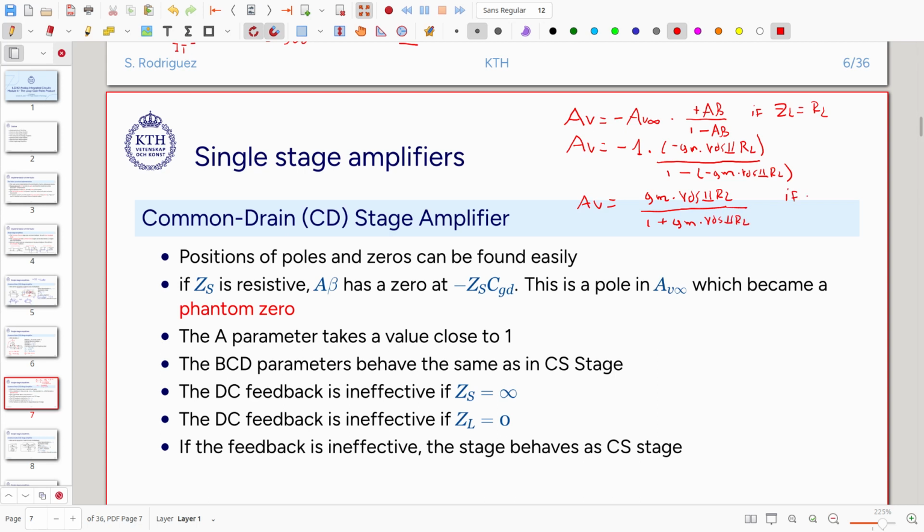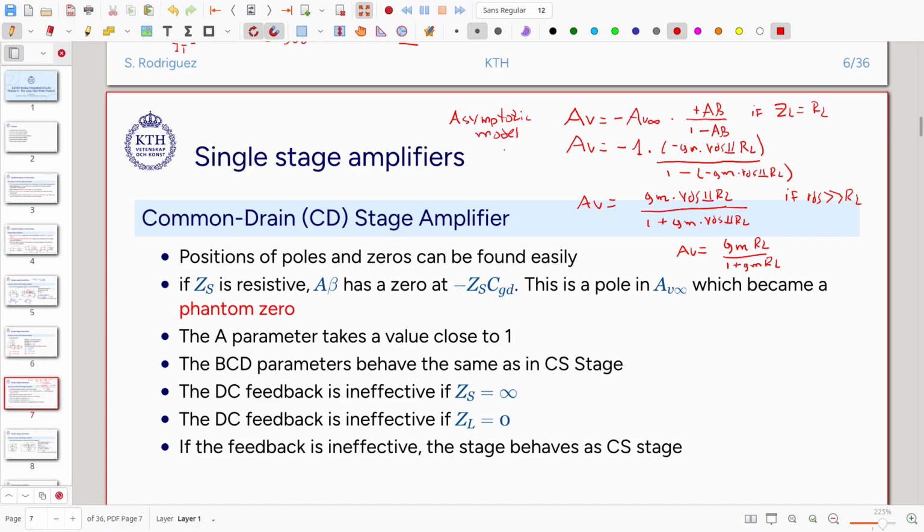And if RDS is much higher than RL, we can simplify this. This might typically be the case. GM RL divided by 1 plus GM RL. So this is the voltage gain that we have for our common drain stage amplifier using the asymptotic model. So this is calculated using the asymptotic model.